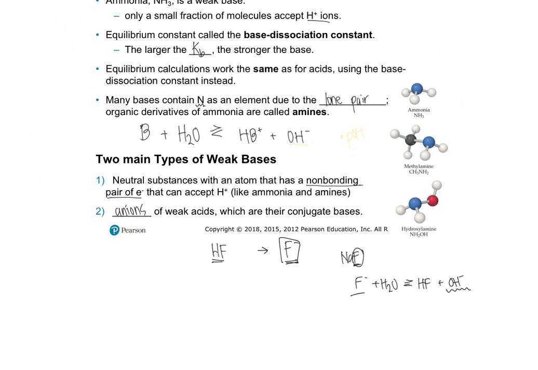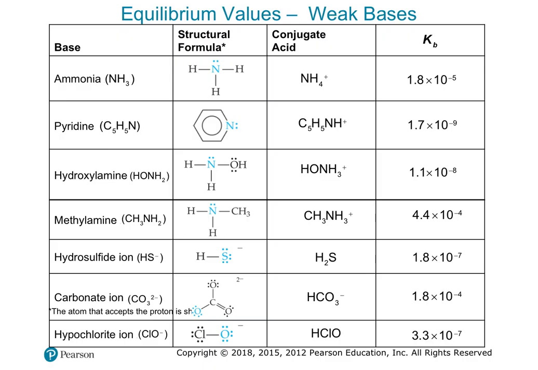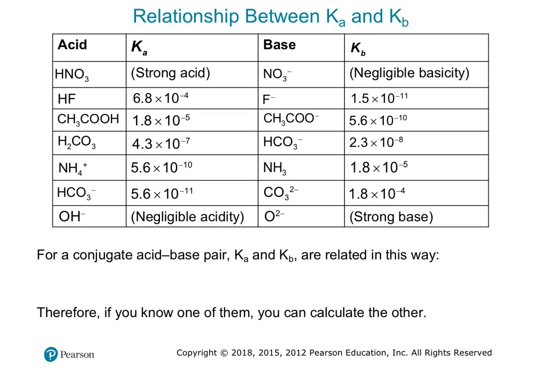So let's practice. Here are some examples of weak bases. Notice a lot of them have nitrogens on them with lone pairs of electrons, and some of them are conjugate bases of weak acids. So carbonate, conjugate base of a weak acid. Hydrosulfide ion came from hydrosulfuric acid. Hypochlorite ion came from hypochlorous acid. And so they all have Kb values.